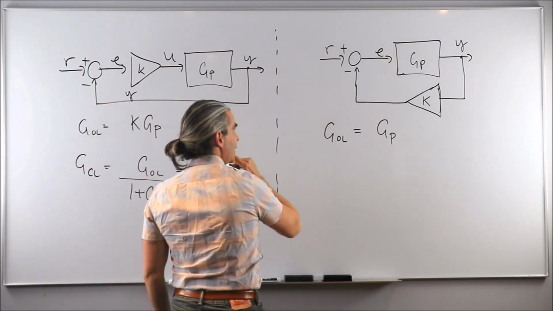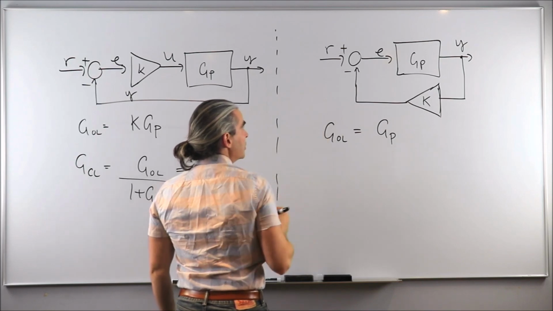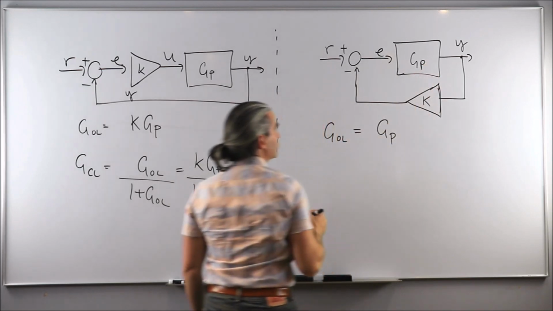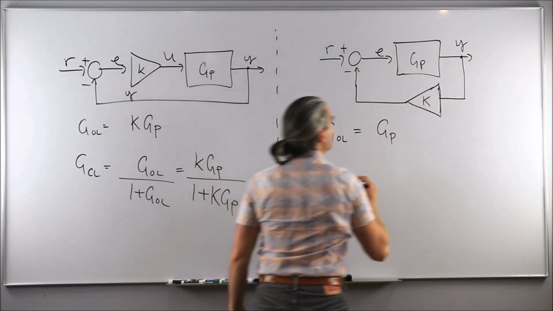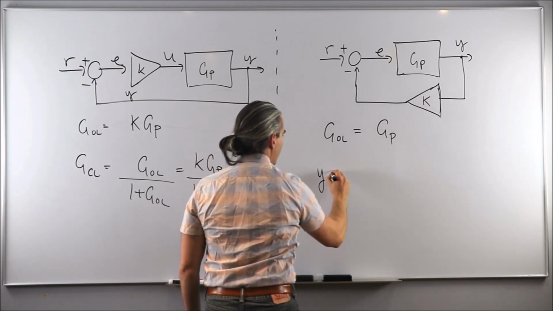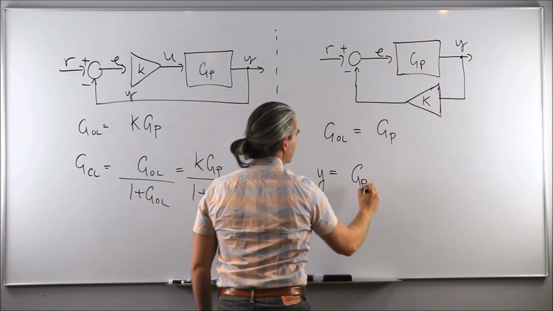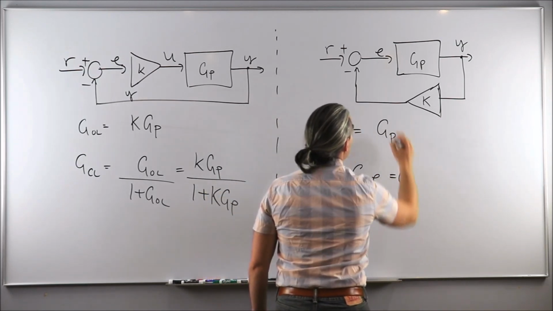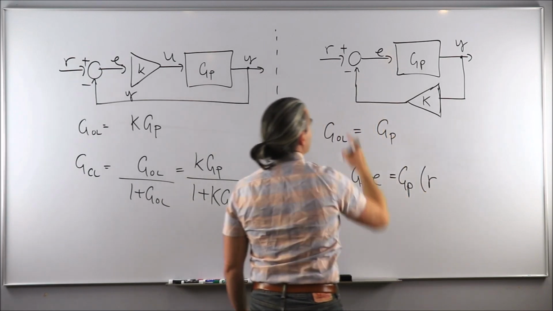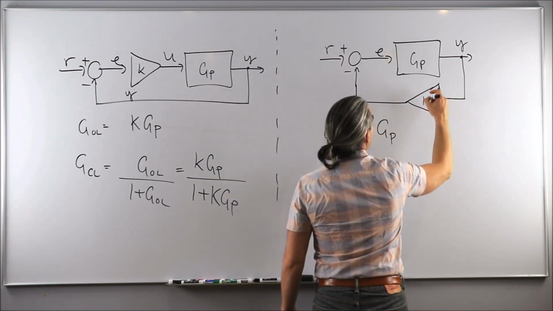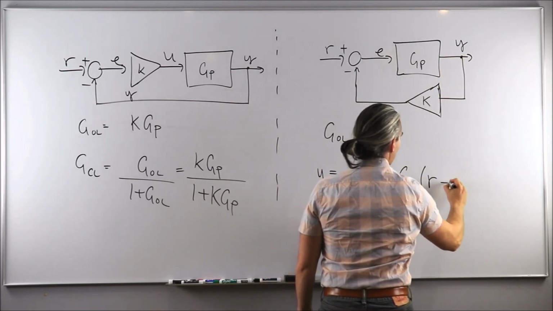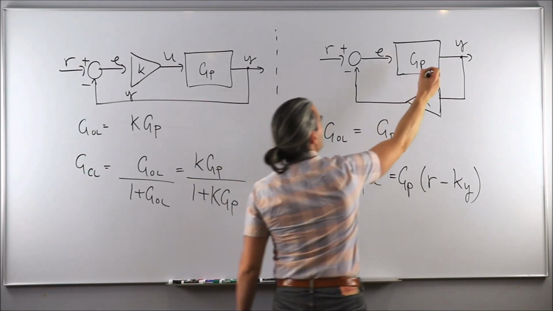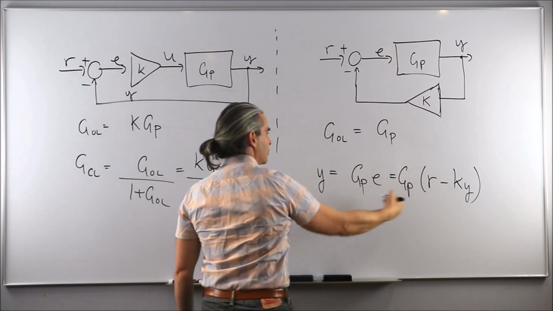On this side though, the best way to do it, if you're not sure, is just to write out what all the signals will be equal to. And I like to start the process always with the output signal Y. So I'm going to write that Y is equal to G of P times the error. But we know that the error is calculated as R minus Y times K, or minus K times Y.